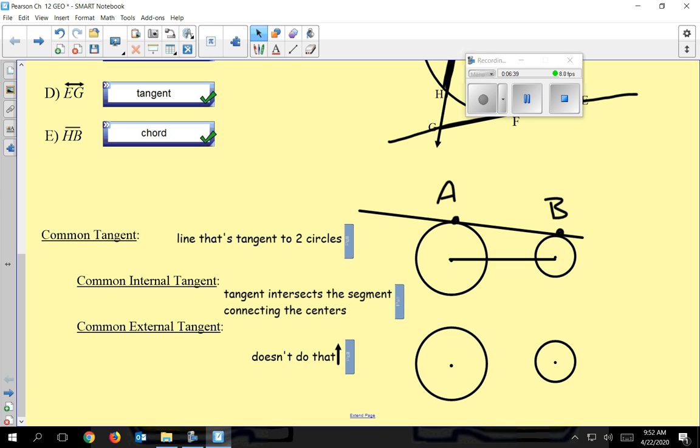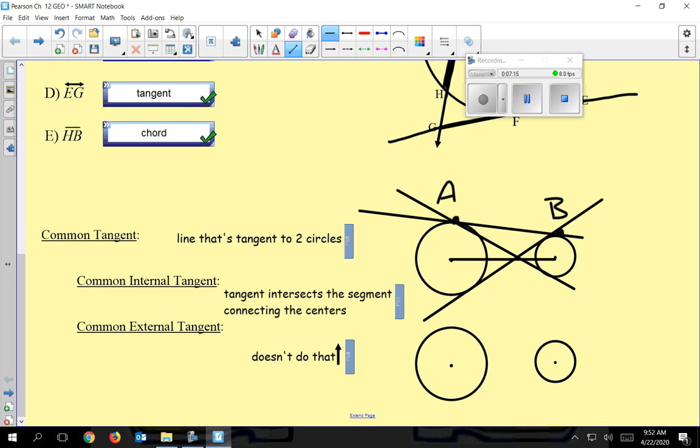A common internal tangent will be tangent to both the circles, but it intersects the line that connected the two centers. So kind of a busy word or definition there. And that's not the only one. I can actually draw another line doing this that's intersecting the line that connects the centers and tangent to the circle. So that's what common internal means.